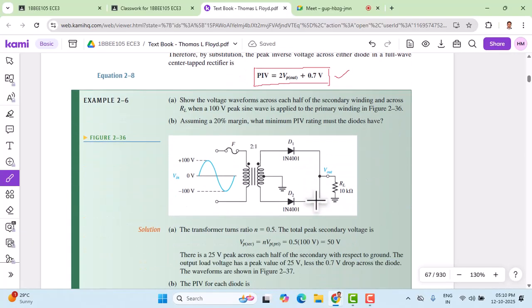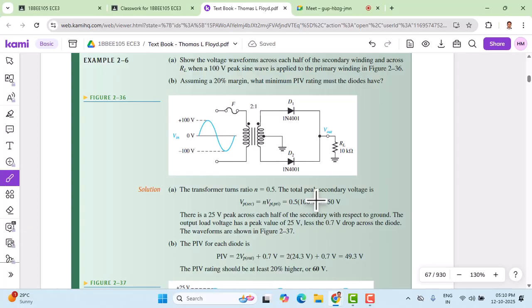Now let's move to solving problem example 2.6 from the text. Let us read the problem. Show the voltage waveforms across each of the secondary windings and across RL when a 100 volt peak sine wave is applied to the primary winding in figure 2.36. Here we have the figure 2.36. As you can see, this is the primary winding, and the sine wave AC signal is applied, and its positive peak is 100 volts and negative peak is 100 volts.